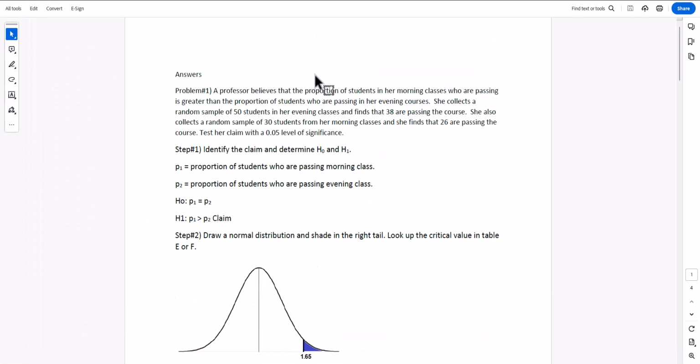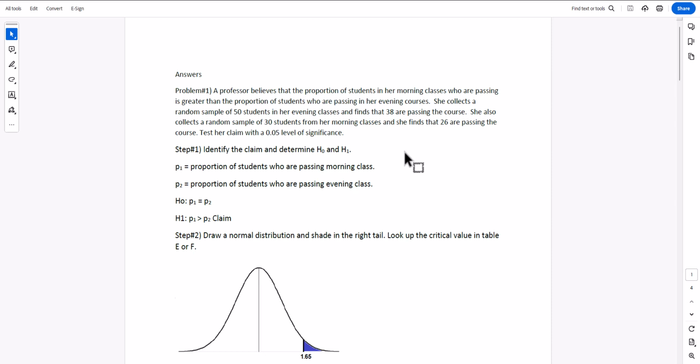Hi, in this video I will work out an example for the z-test between two proportions. The following example states, a professor believes that the proportion of students in her morning classes who are passing is greater than the proportion of students who are passing in her evening classes.